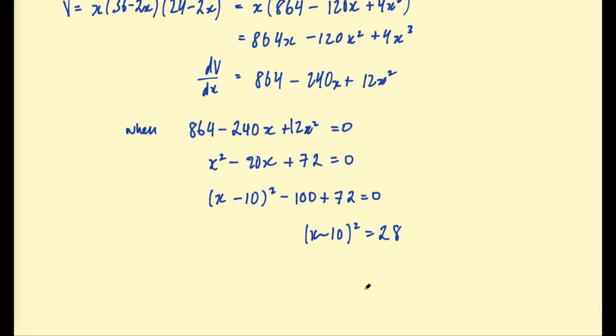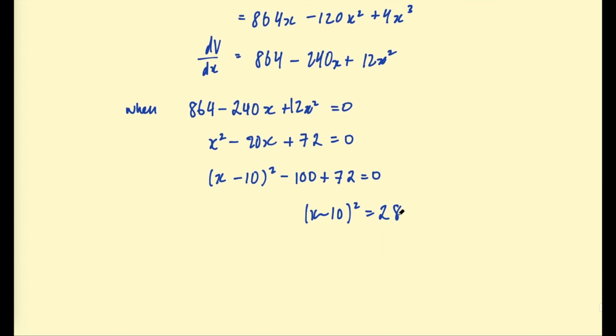And then if we take the square root of both sides and write in terms of x, we get x equal to 10 plus or minus 2 root 7. Simplifying that surd as well, the square root of 28 is the square root of 4 times 7, and the square root of 4 is 2.